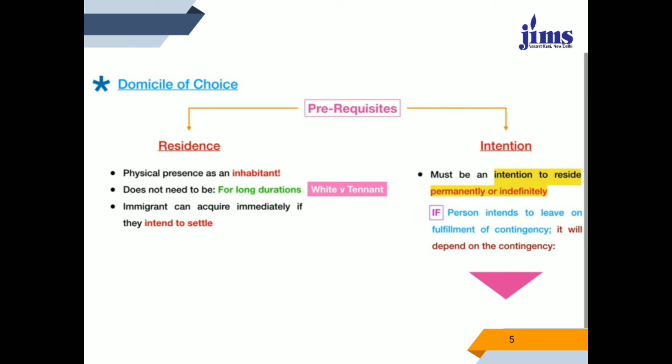Next we talk about intention. There must be an intention to reside permanently or indefinitely. Now if a person intends to live on fulfillment of a contingency, it will depend on that contingency. But if a person intends to live on the fulfillment of some contingency, such as fulfillment of some employment contract, that might negate the intention of indefinite or permanent residency in that particular domicile or location.